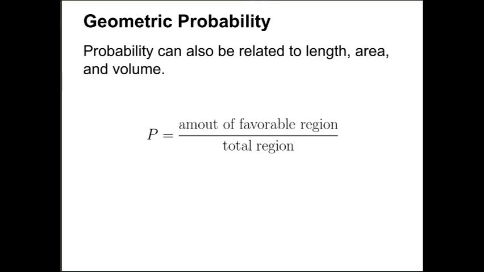So the last thing we're going to talk about is geometric probability. It's the probability that can be related to either length, area, or volume. A way to think about this is we're talking about the amount of favorable region, whatever we're looking for on top, and we're going to divide that by the total region on bottom. And whatever we have on top, whether it's a length, an area, or a volume, we should also have a length, an area, or a volume on the bottom. So those two should match up.